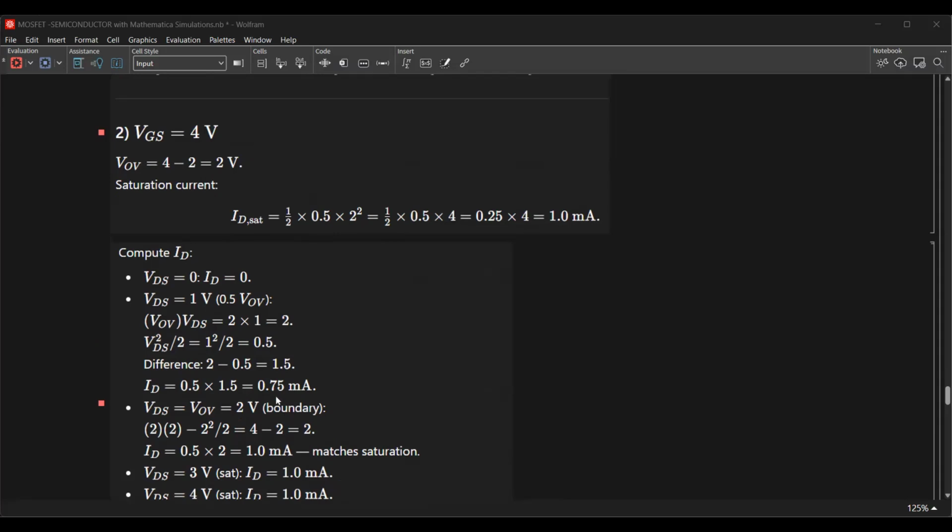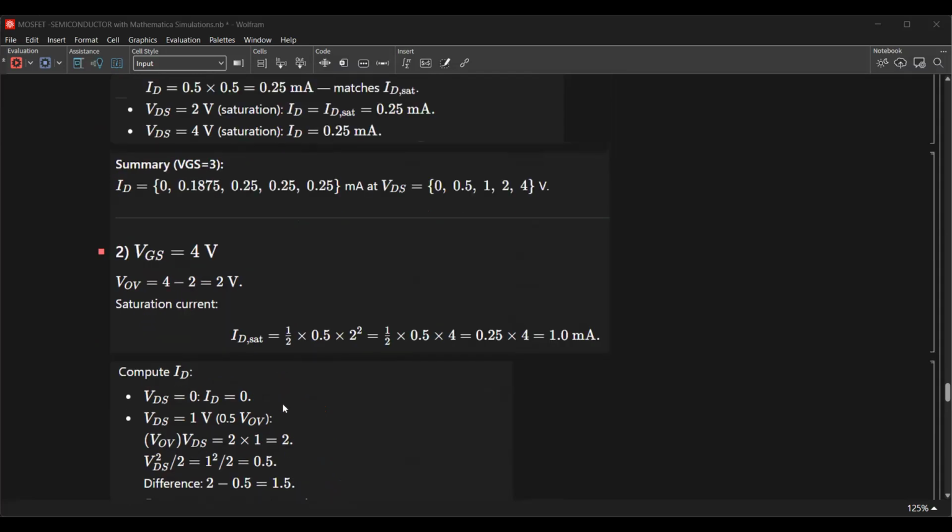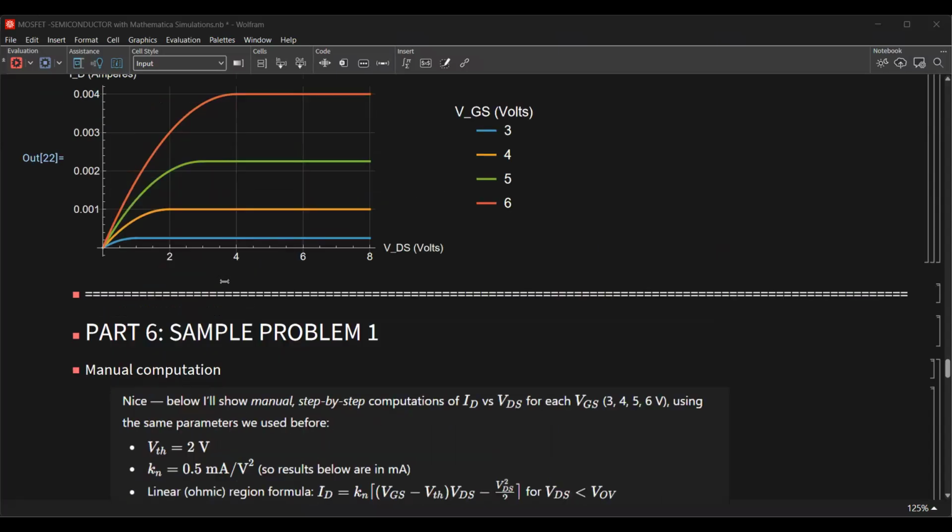let's see the boundary here. So the boundary is around 2 volts here. So VDS is equal to 2. The corresponding current here is 1.0 milliampere. So let us see here. So this is 2, and this is around 1 milliampere.